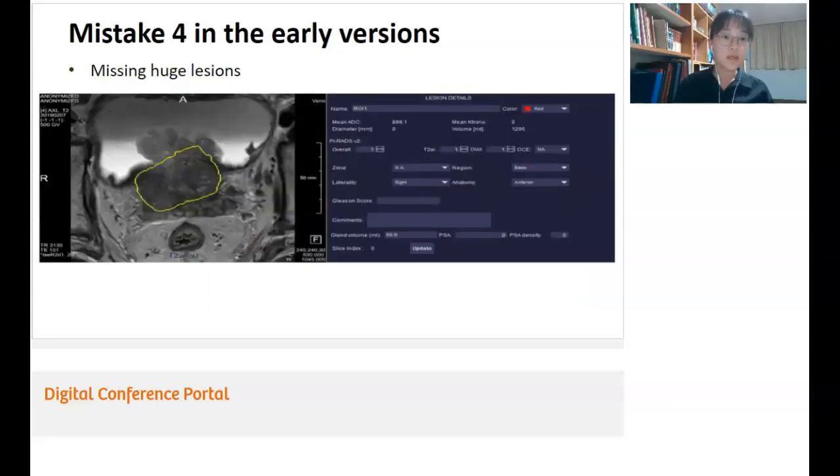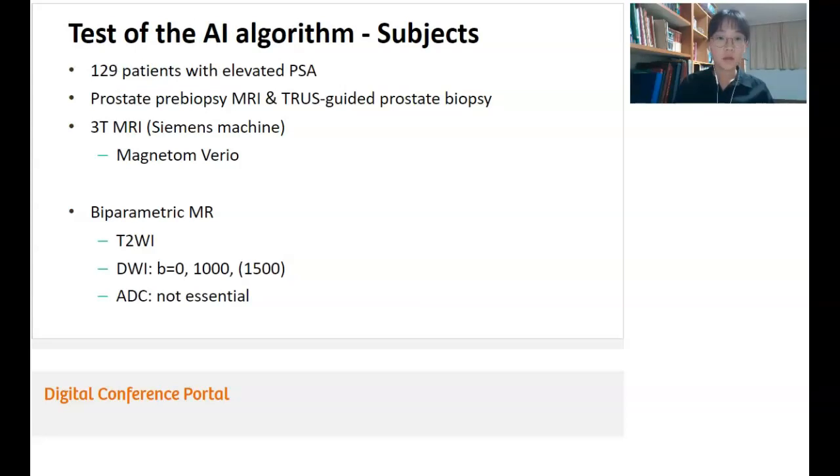Another mistake in the early versions was that the AI could not detect very huge cancer. This patient's PSA level was higher than 2,000 nanogram per milliliter. So it is very rare that patients like him undergo prostate pre-biopsy MRI to find focal prostate cancer. I will show you the results of the updated prototype.